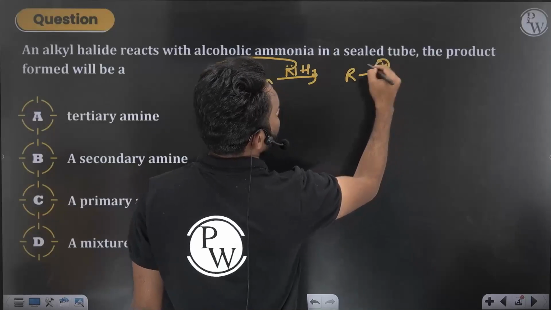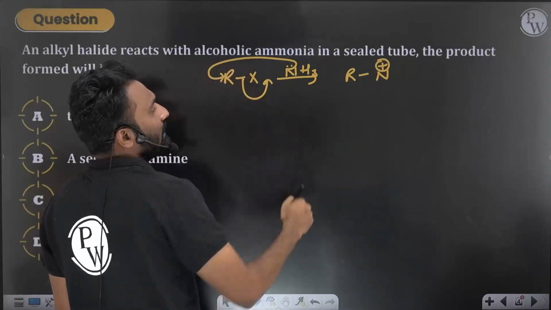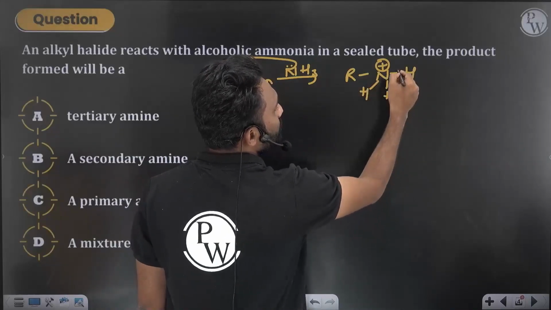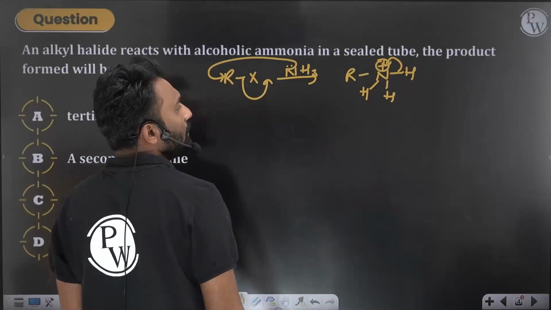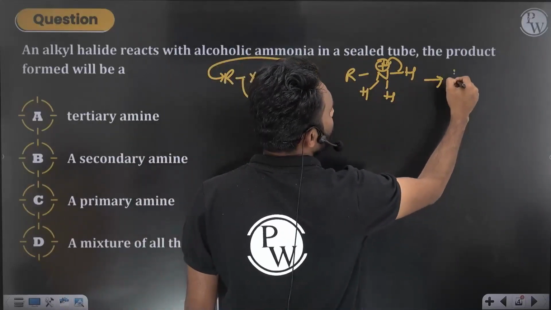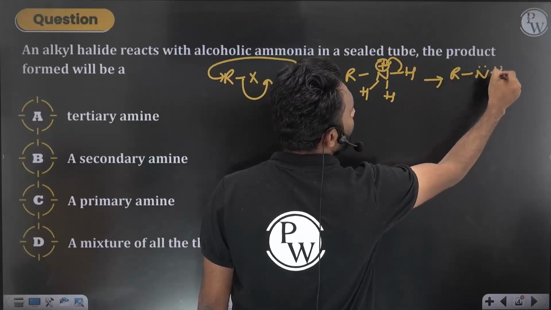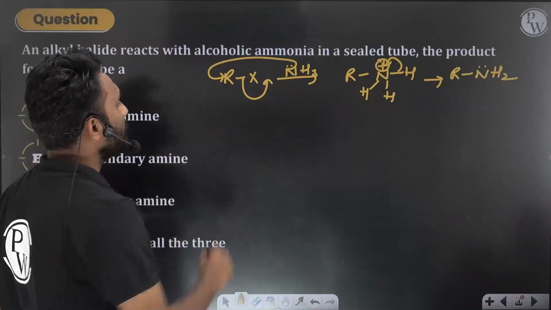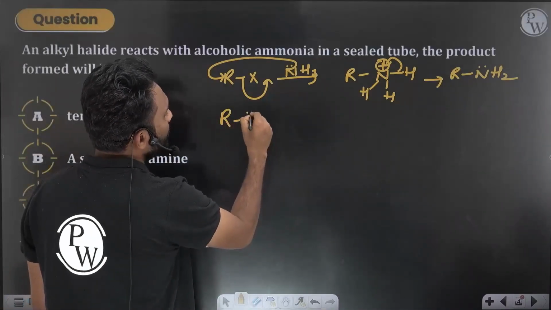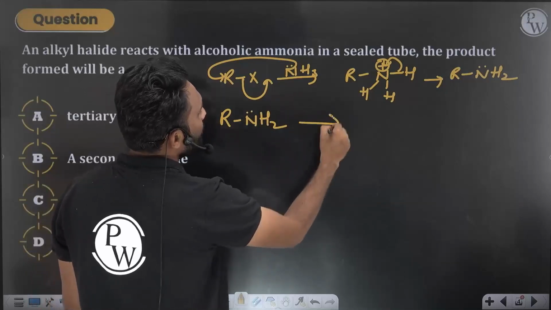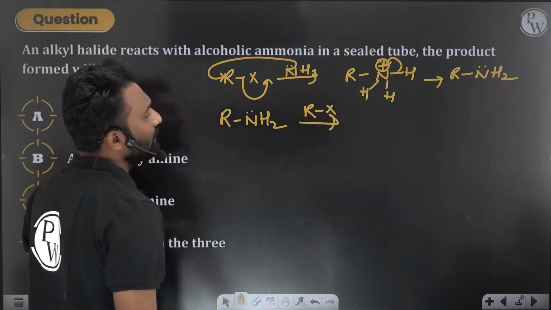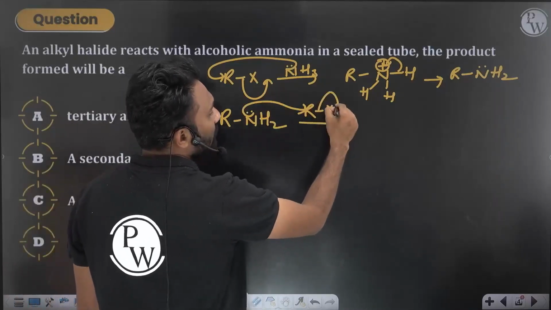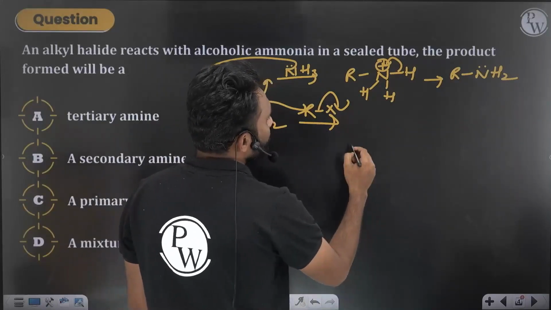Now nitrogen has given the lone pair of electrons to the alkyl group, so nitrogen has the positive charge. To stabilize this positive charge, the sigma bond pair of electrons will be given to the nitrogen, and we'll get the primary amine. Then this primary amine again reacts with the alkyl halide. It attacks the alkyl group, and this halogen will be eliminated. Halogens are good leaving groups.